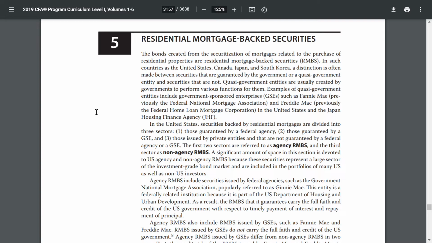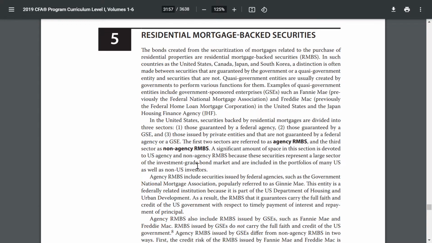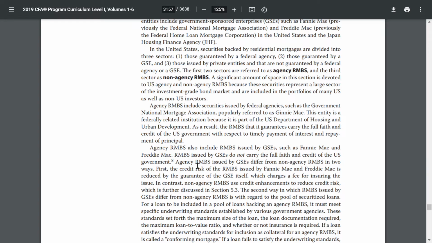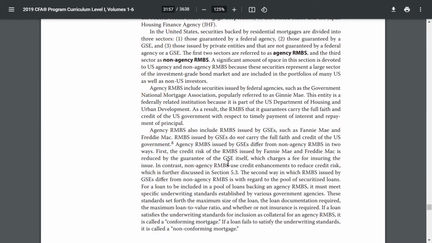In the U.S., securities backed by residential mortgages are divided into three sectors: those guaranteed by federal agencies, those guaranteed by GSEs, and those issued by private entities that are not guaranteed by a federal agency or GSE. The GSE, once again, is a government-sponsored enterprise. The first two sectors are referred to as agency RMBS. RMB is not renminbi, the Chinese currency, the Chinese yuan. And the third sector is non-agency RMBS.